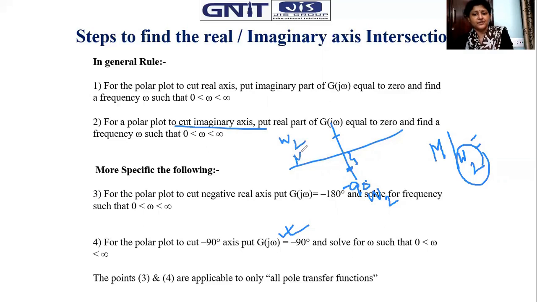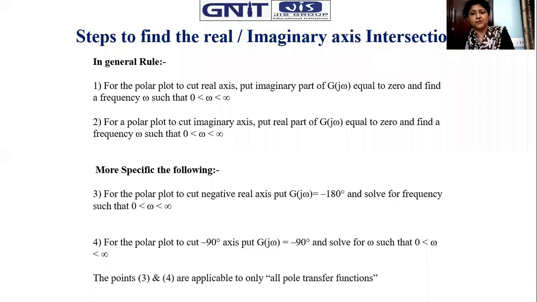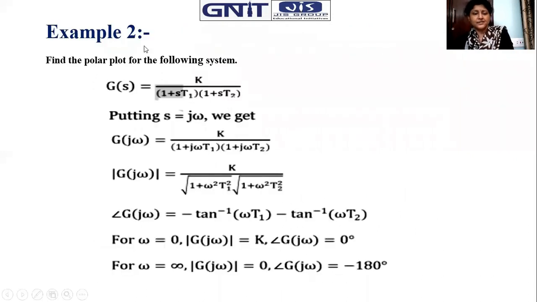Then again, at magnitude at omega 2, what you are getting for the magnitude will be the imaginary axis intercept. Okay, this is the concept, so we will be following it. Next, we are taking another example to get the concept.